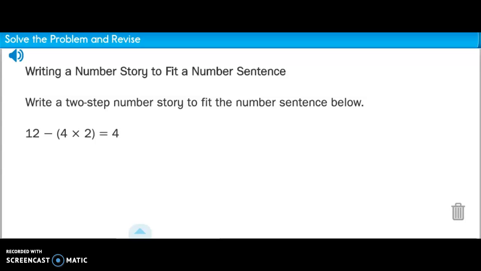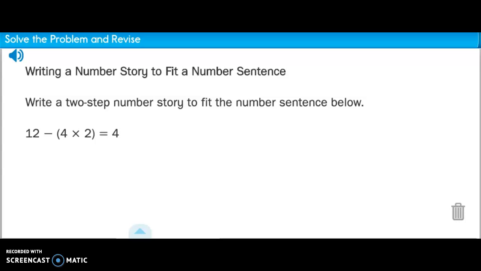So right now, I want you to start. We're going to start by writing a number story to fit a number sentence. Write a two-step number story to fit the number sentence below. So as you can see, we have 12 minus 4 times 2 equals 4.